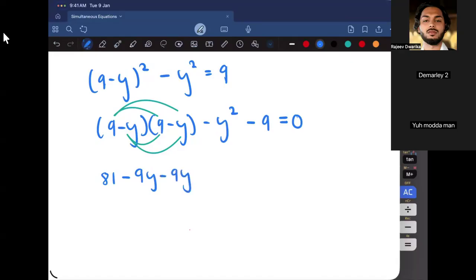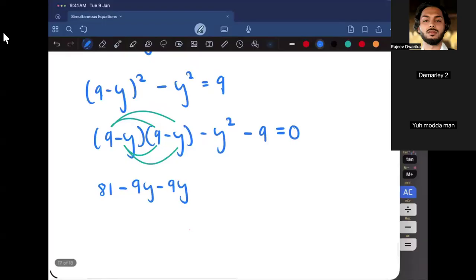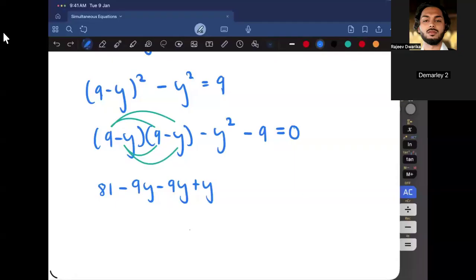minus y by minus y is? If you have a negative by a negative, it gives you a positive. And what is y by y? y squared. So negative by negative is a plus, and y by y is y squared.